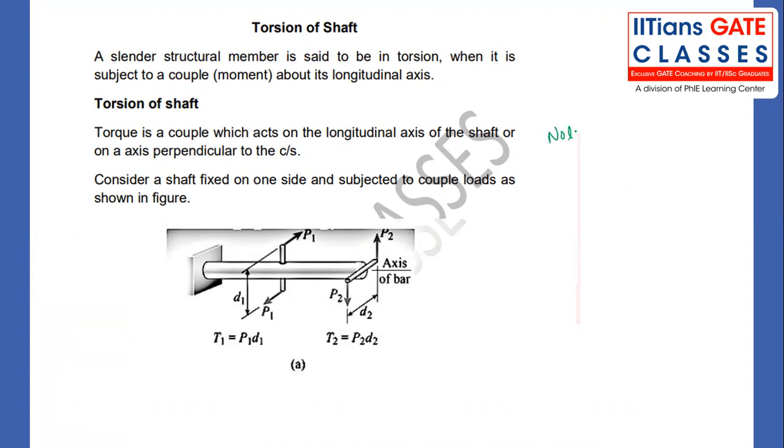So put a note here. Note number one. When the plane of couple is the same as the plane of cross section, then we say that moment, that couple, is called a twisting couple.